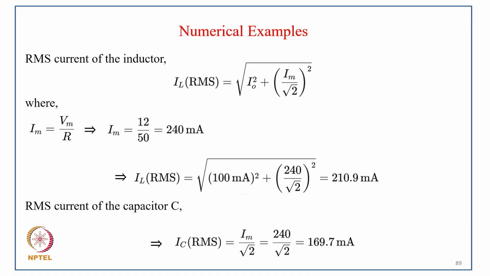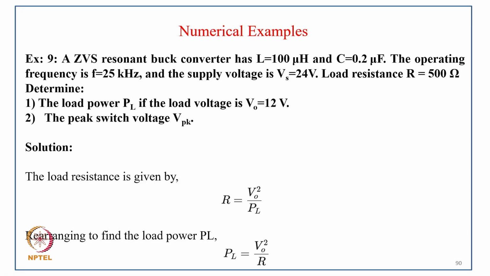And the RMS current of the inductor IL RMS is equal to under root I0 square plus IM by root 2 square. So putting IM equal to VM upon R, IM comes 12 upon 50, that's 240 milliampere. And then putting a value, IL RMS comes at 210.9 milliampere, and RMS current of capacitor is IC RMS equal to IM by root 2, that is 240 by root 2, that is equal to 69.7 milliampere.